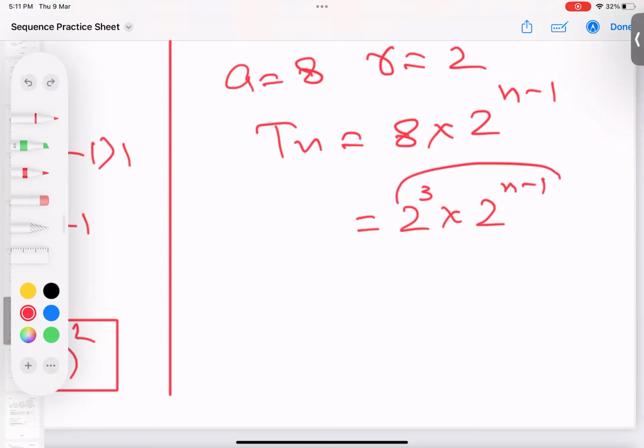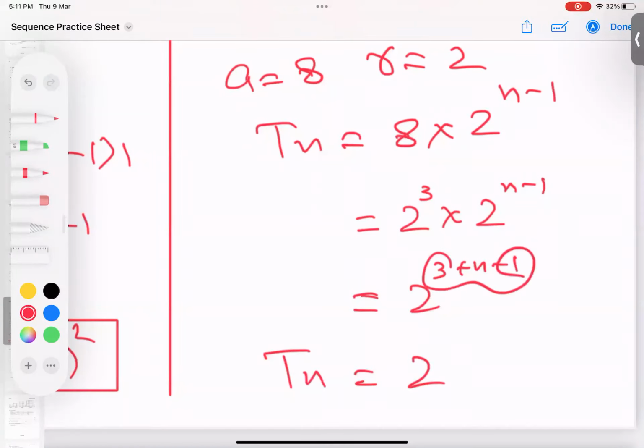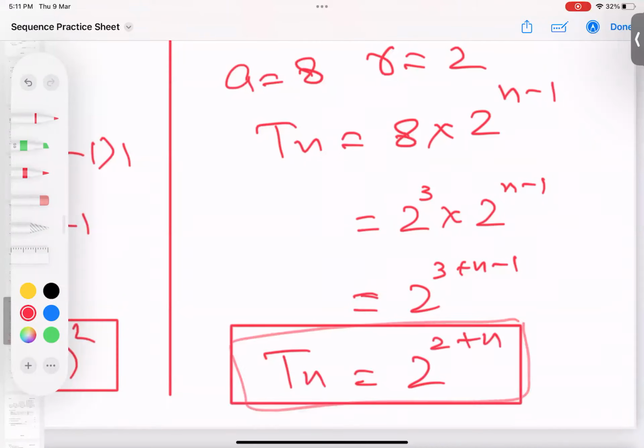Yeah, so now I can add them. Why? Because same bases, when they multiply, powers can be added. So I mean like this, what I'm saying. And final form is here. So 2 to the power 3 and minus 1 give it 2. So 2 plus n. Alhamdulillah Rabbil Alameen.